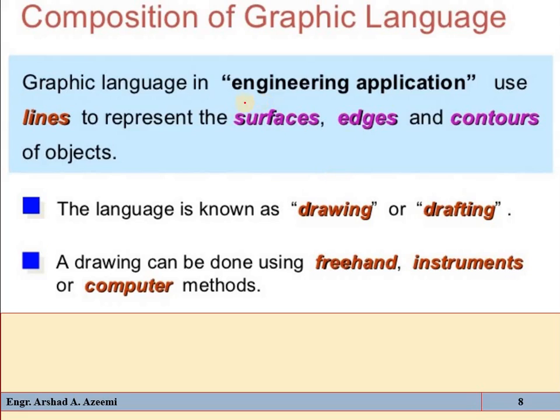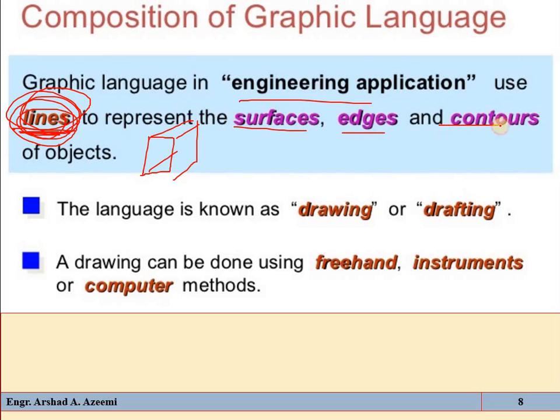Remember, graphic language is an engineering application in which we are basically using what? Lines. When you draw different lines, you get a plane. When you draw different planes, you get a solid object. So the line is the basic element of engineering drawing, with the help of which we represent surfaces, edges and contours of an object. This language is known as drawing or drafting. When you draw different lines, you get a sketch, which is called graphics.